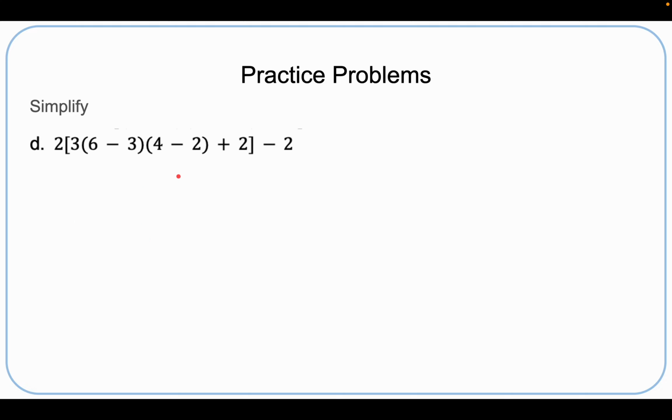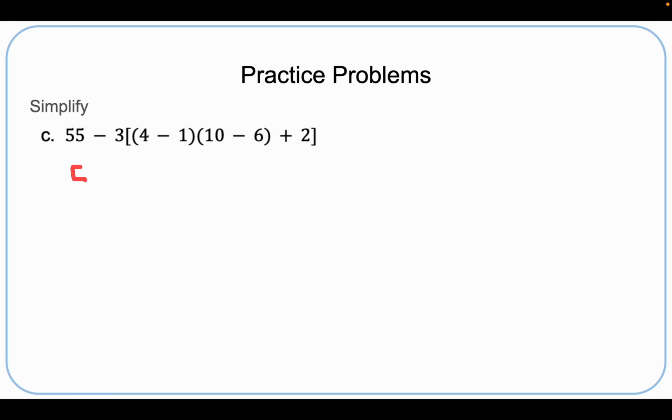Here we have multiple symbols of inclusion inside of brackets. So let's work from the innermost out. I'm going to start by rewriting this 55 minus 3. And then brackets. 4 minus 1 is 3. I'm going to keep my parentheses. And my 10 minus 6 is 4. Plus 2 and our brackets.